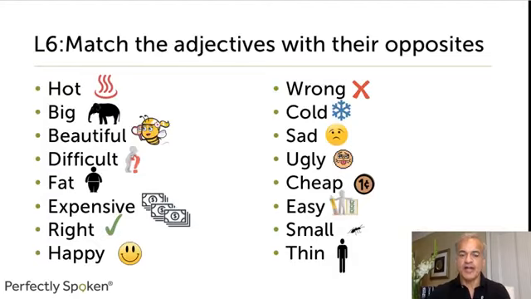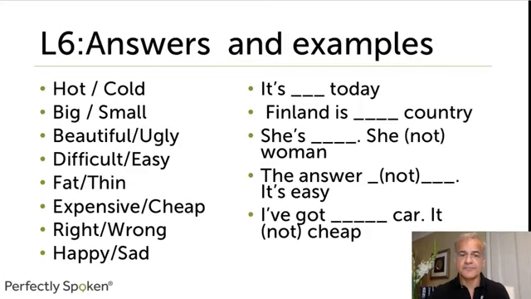Good. Moving on. Adjectives, also lesson 6, adjectives. Which ones are the opposites? Hot, cold. Okay, continue. And answers. Hot, cold, big, small, beautiful, ugly, difficult, easy, fat, thin, expensive, cheap, right, wrong, happy, sad.